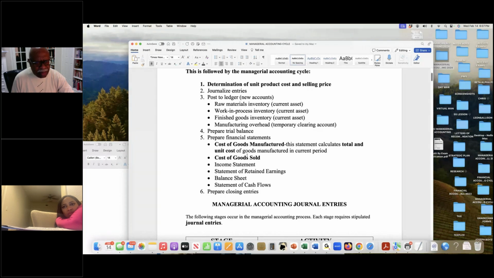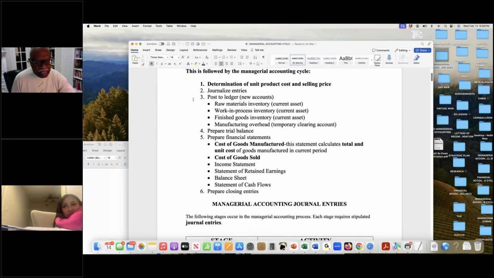This is why we spent this preliminary period reviewing financial accounting, because you now have manufacturing accounting, which at the end of the day, you still have to do an income statement, statement of retained earnings, balance sheet, and statement of cash flows, and prepare the closing entries.